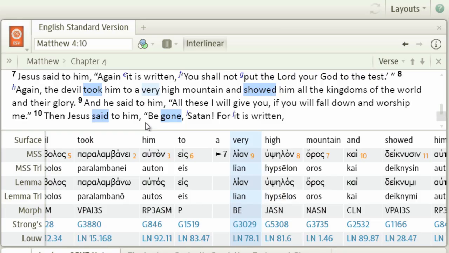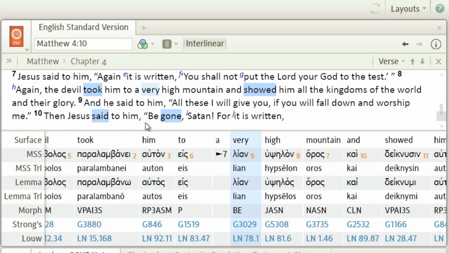Here we are in Matthew chapter 4, verses 7 through 10, where Jesus is tempted in the wilderness by Satan. And here we have several verbs highlighted for us because the underlying Greek verbs are in the present tense.